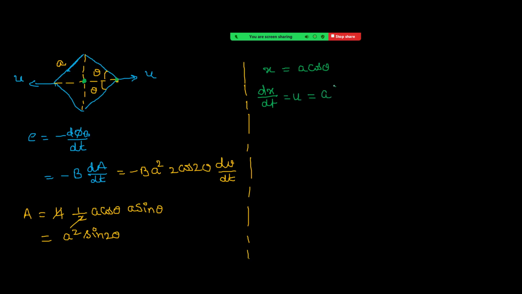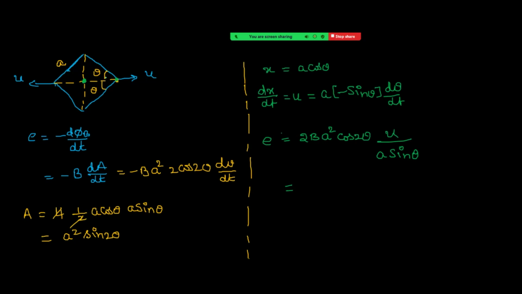That is a into derivative of cos, it is minus sine theta into d theta by dt. Now use this result in this way. Then see what we get. E equal to minus, and we have minus here. It gets cancelled, becomes a plus. Remaining is 2 B a square cos 2 theta into u by a sine theta. Right? This is the final answer.